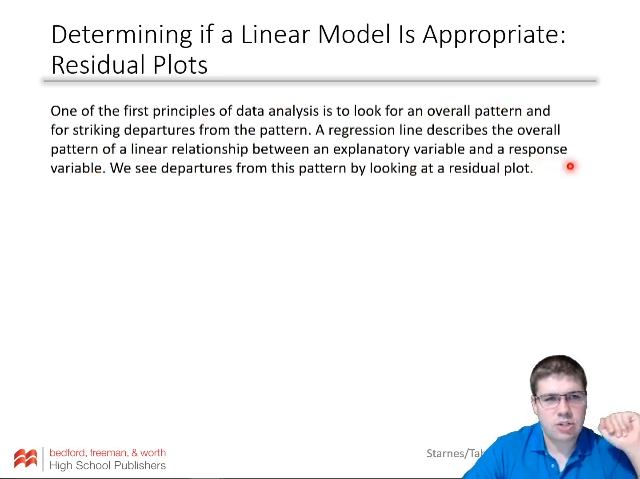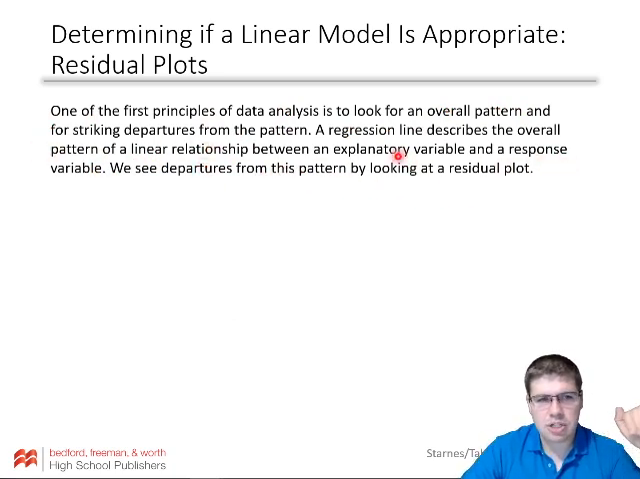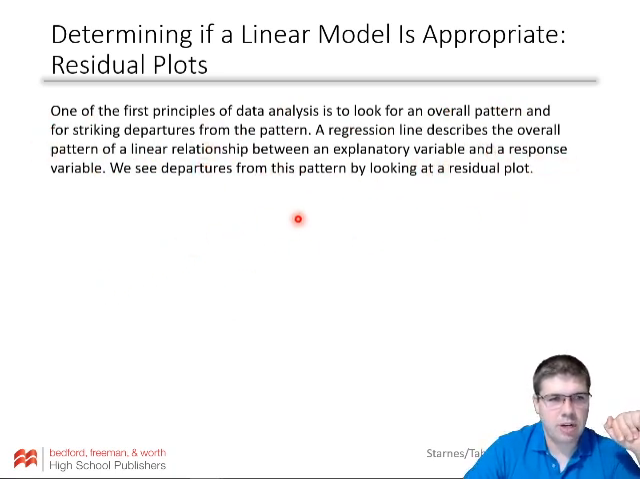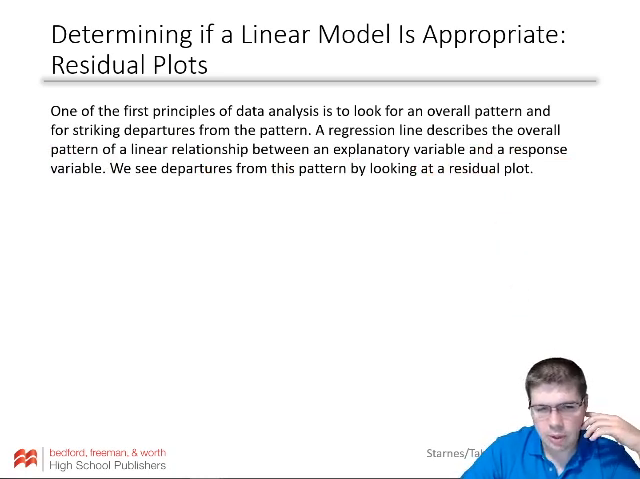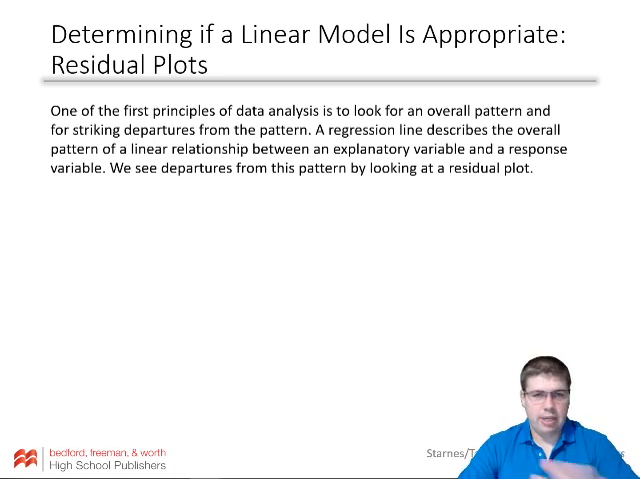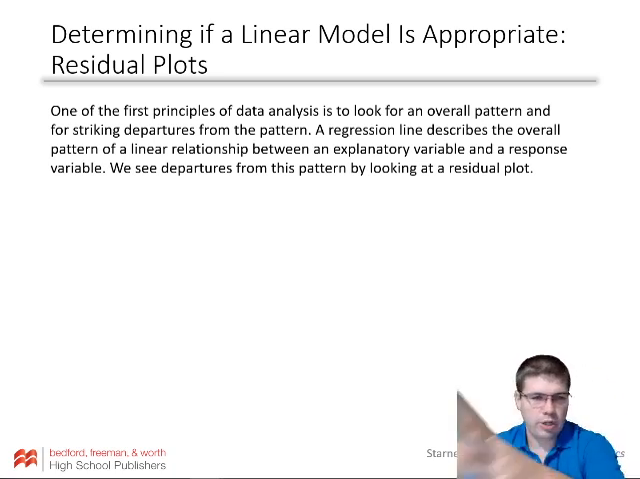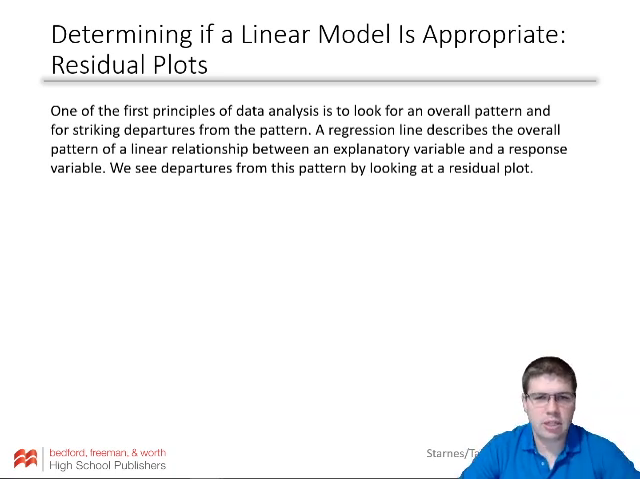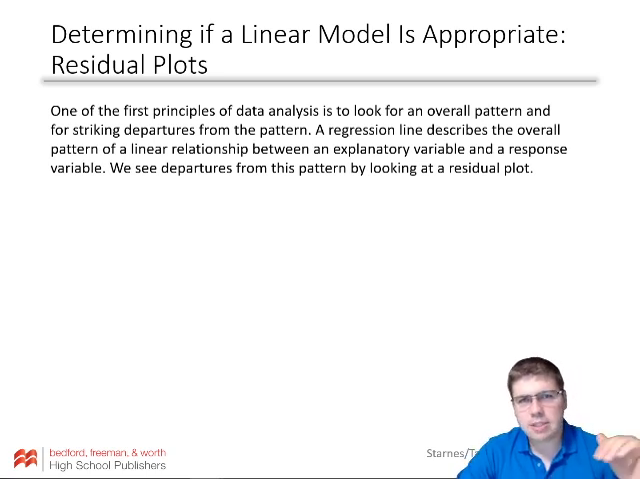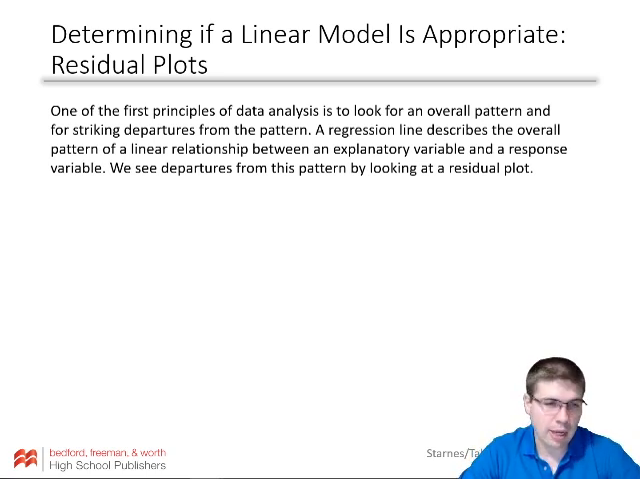A regression line describes the overall pattern of a linear relationship between an explanatory variable and a response variable. We see departures from this pattern by looking at a residual plot. You might be able to see departures without looking at the residual plot. You might say, oh wow, that graph is definitely curved, or there are these weird outliers, or this weird cluster, things going on like that you might want to describe if it's not just a nice line. But sometimes it helps a lot to look at a residual plot.